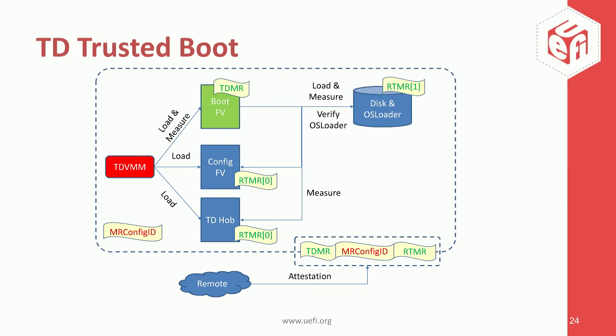You can see this figure shows the measurement in summary. The VMM loads and measures the TDVF boot firmware volume in TDMR, and the TDVF measures the config FV and the TD HOB into RTMR 0. Then the TDVF measures the OS loader and disk partition into RTMR 1. Once a remote entity wants to attest the platform, it can get a TD report. The TD report includes one TDMR register and 4 RTMR registers.